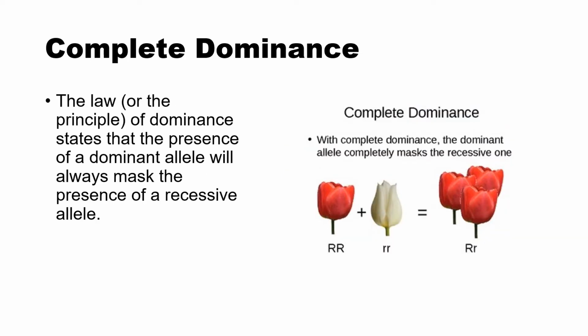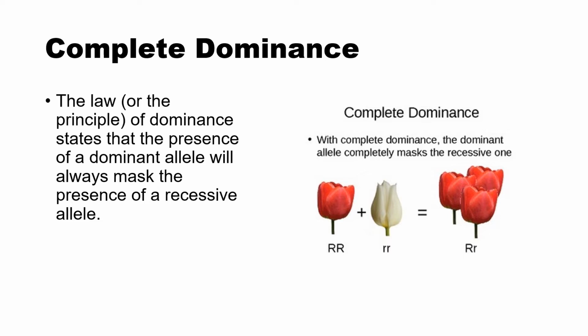So first, let's discuss the complete dominance na tinatawag. The law or the principle of dominance states that the presence of a dominant allele will always mask the presence of a recessive allele. So sinasabi na kung may allele ka na dominant, yun yung lalabas na characteristic. Kung yung allele na yun na dominant is nagdi-dictate ng yellow color, like for example, yung dominant allele nagdi-dictate ng yellow color, and then yung recessive allele mo is nagdi-dictate ng blue color.